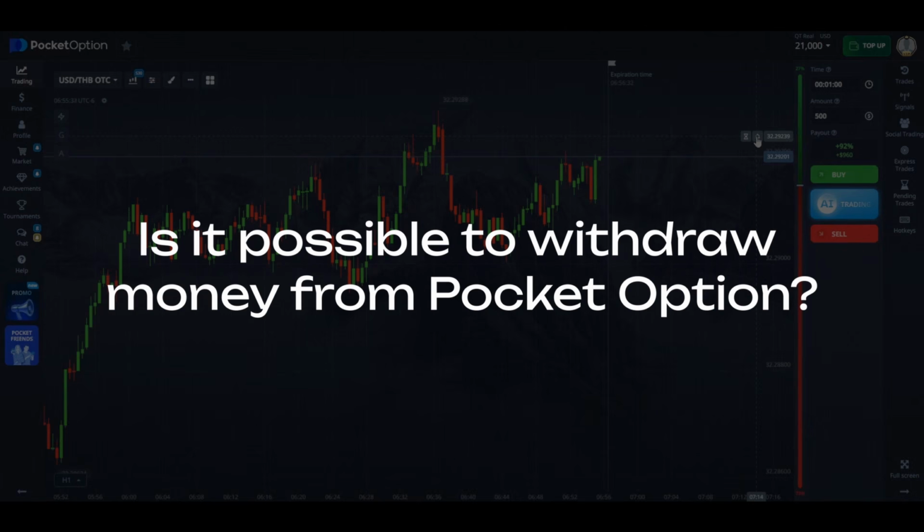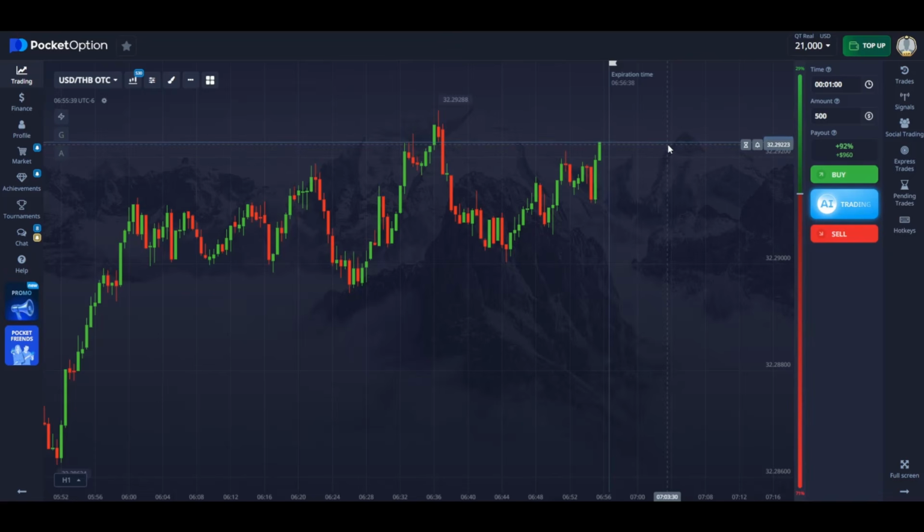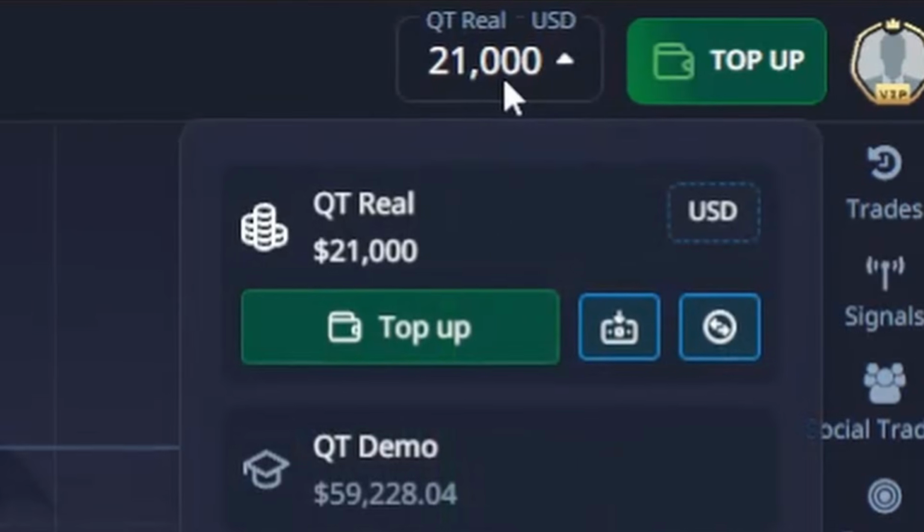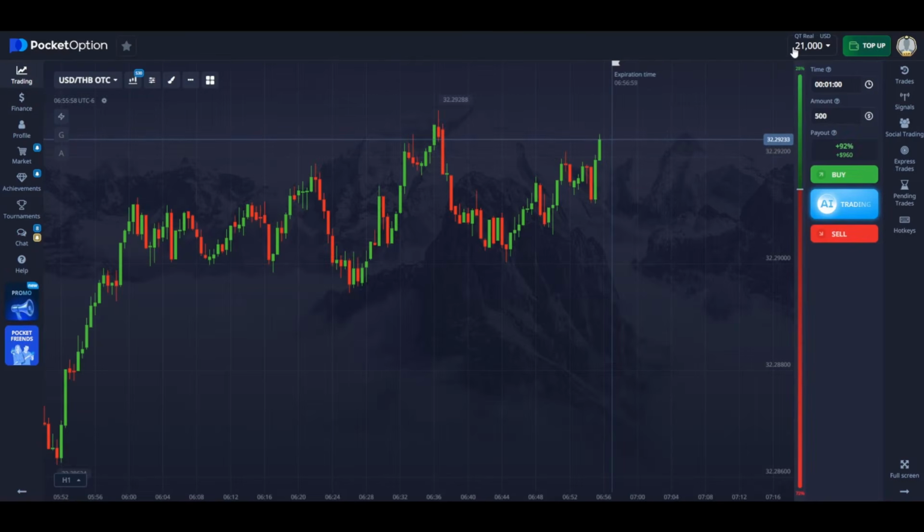Hey everyone, a lot of people have been asking us in general, is it possible to withdraw money from Pocket Option? Let me answer that question for you. Yes, it is possible, and let me show you how. As you can see, I currently have 21,000 in my account, and let me show you this.